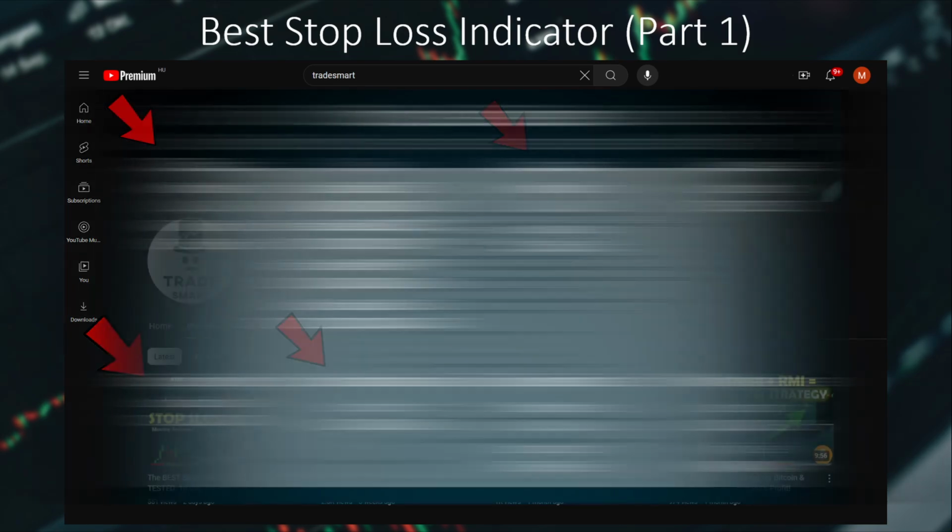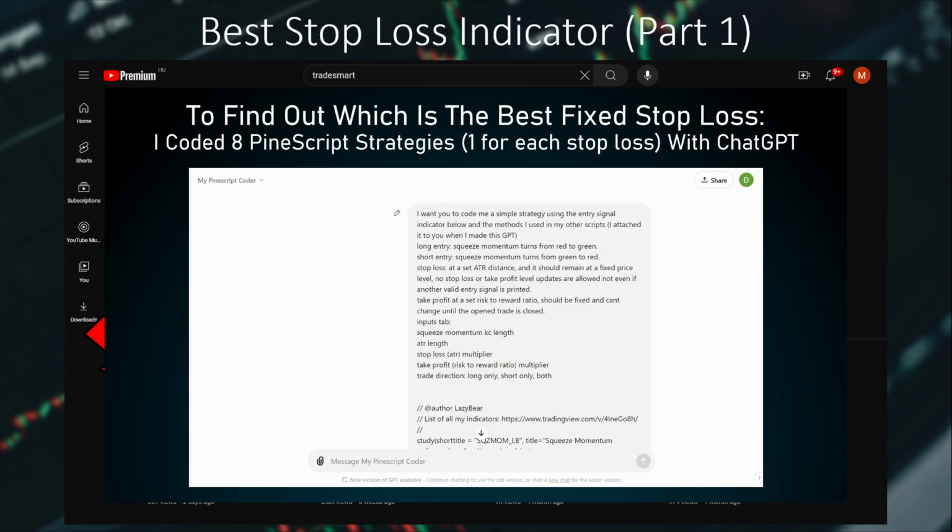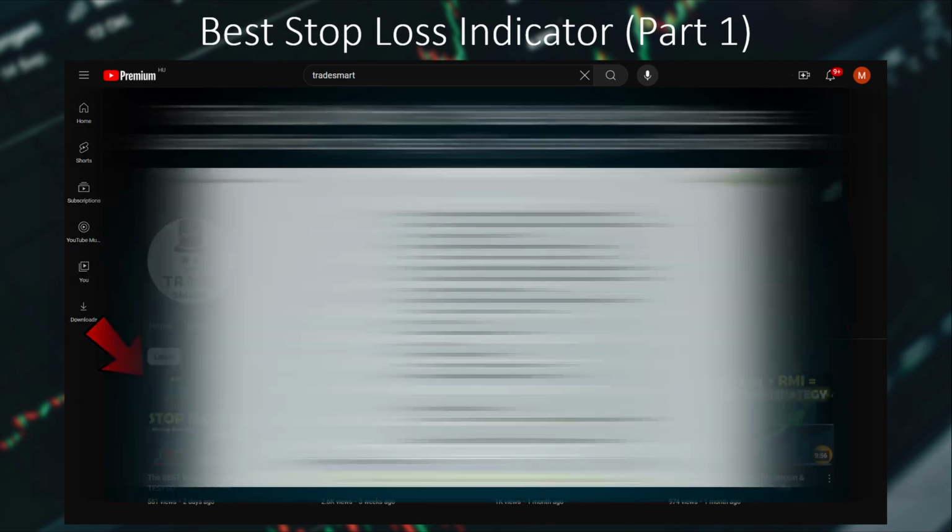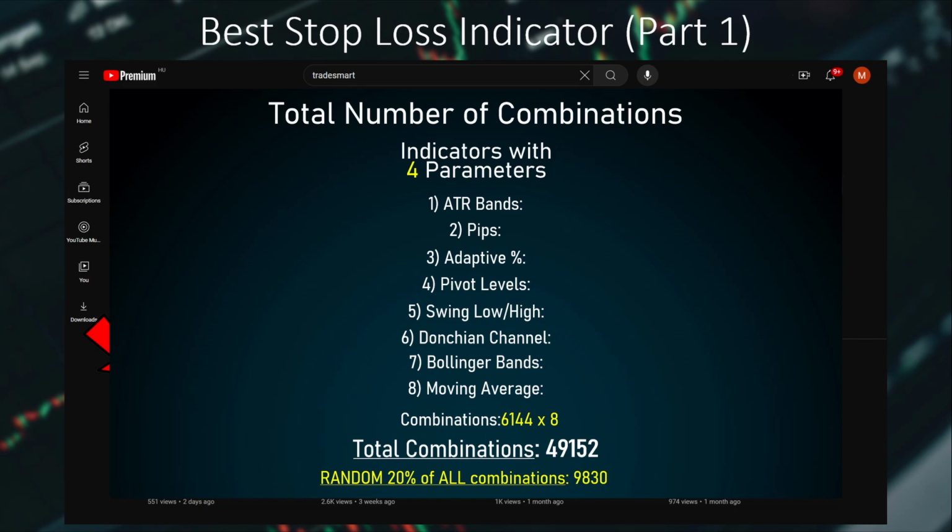To run these tests, I used ChatGPT to generate multiple simple TradingView strategy scripts with slight variations. This research resulted in thousands of backtests using dozens of strategy scripts.